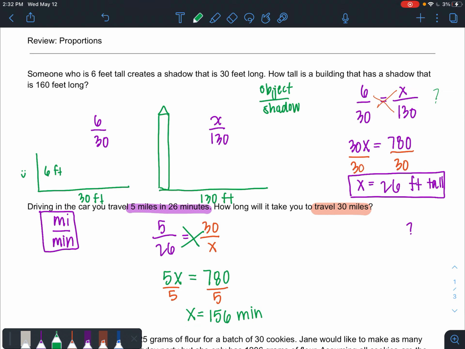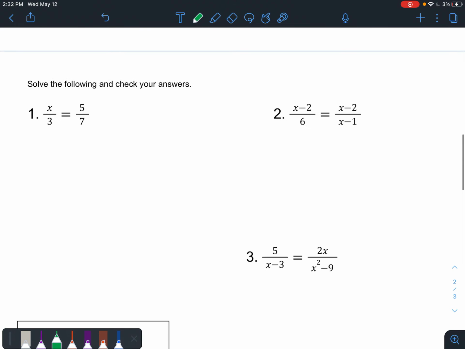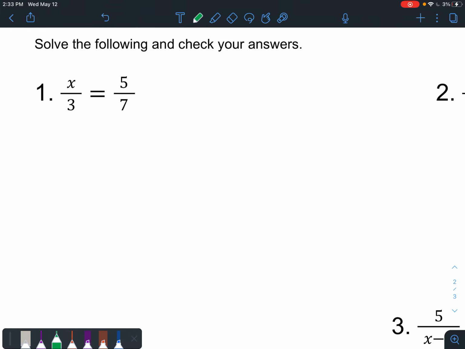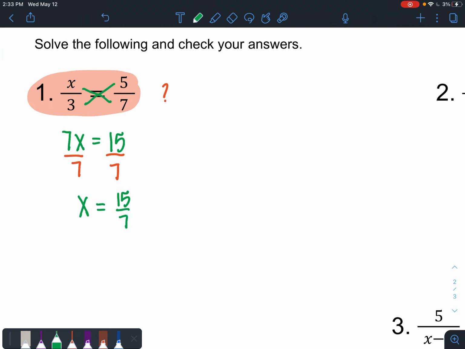Proportions are really important in math. We are going to solve these the exact same way, except these proportions are already given to us. For this first proportion, go ahead and solve it on your own. You should have cross multiplied, so you get 7x equals 15. Divide both sides by 7 to get x is 15 over 7. We'll leave our answer as a fraction.